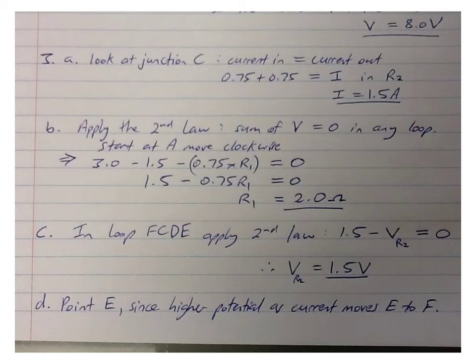The last one, part D: to which point, E or F, should the positive terminal of the voltmeter be connected? Explain your answer. Well, since we know the current is flowing from E to F, we need to connect the positive terminal at point E. That's because you always connect to the higher potential end. The positive terminal means it is higher, and the negative means it is lower. And that's the reason.